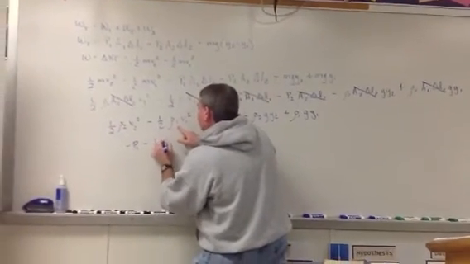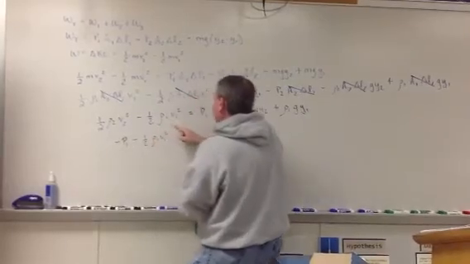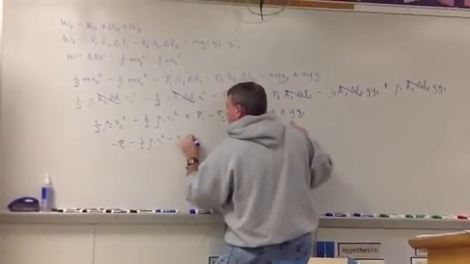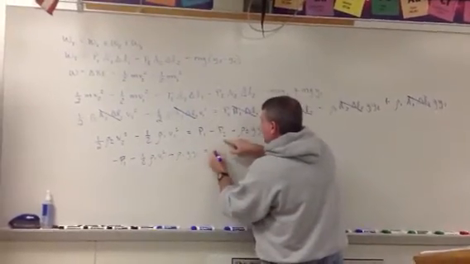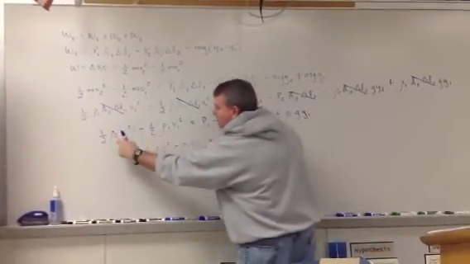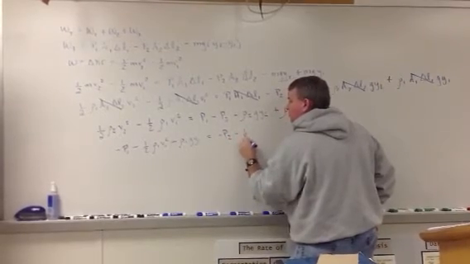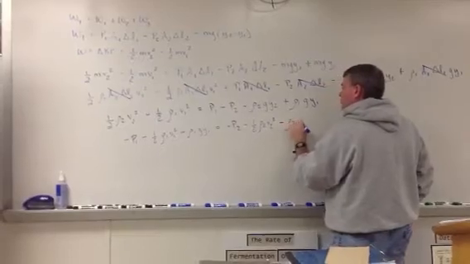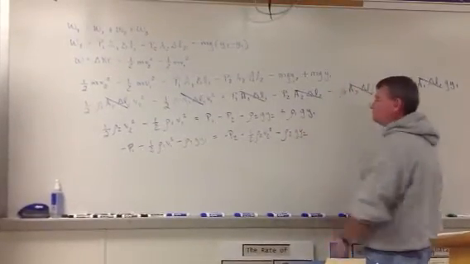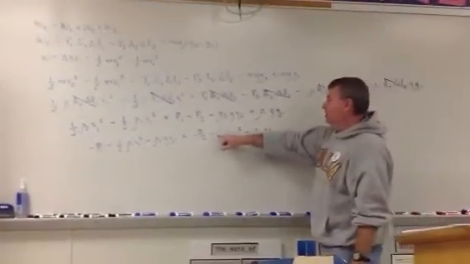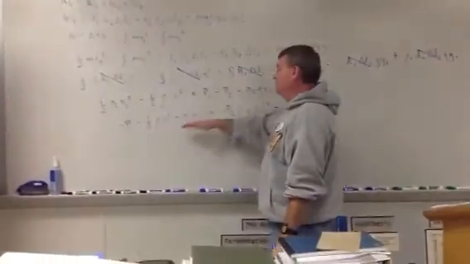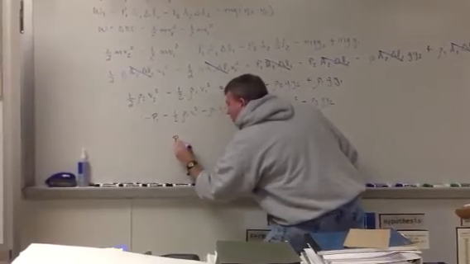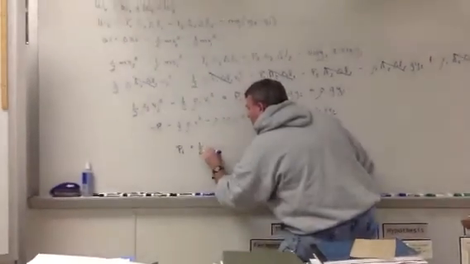Negative P1 minus 1/2 rho 1 V1 squared minus rho 1 G Y1 is equal to negative P2 minus 1/2 rho 2 V2 squared minus rho 2 G Y2. Okay, now, again, every term has a negative sign in it, so I'm going to divide through by -1 and rewrite the equation. So P1 plus 1/2 rho.